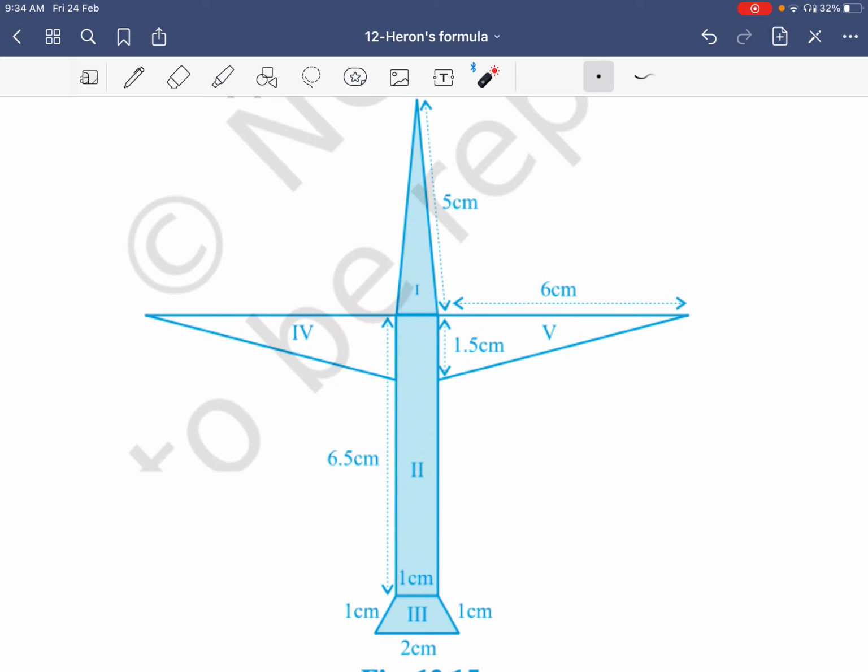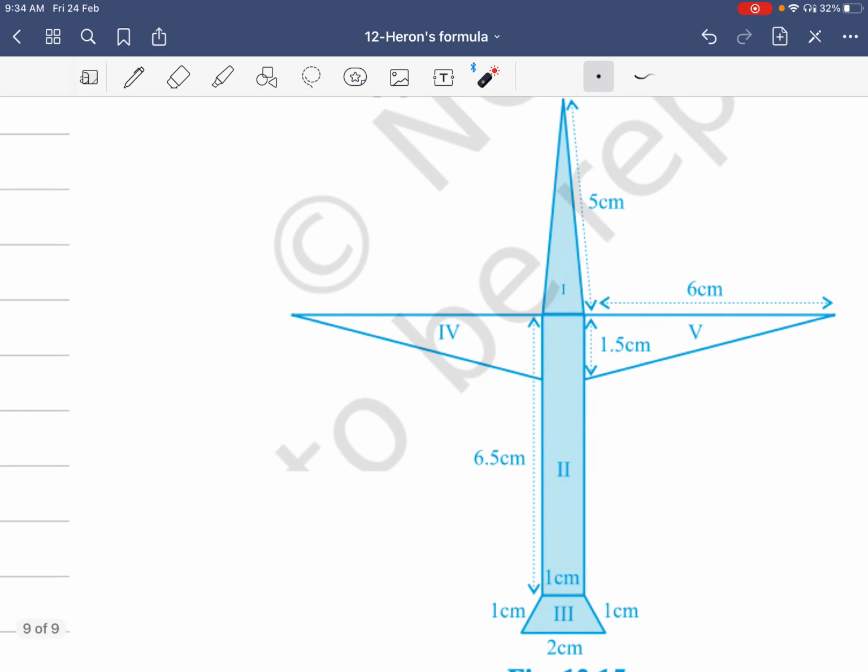So let's zoom in on this diagram of the aeroplane. As you can see, this aeroplane consists of multiple different geometrical figures. For example, you have a triangle here, this triangle here, and this triangle here. Then this middle part is a rectangle, and this part is a trapezium. Every geometrical figure has already been named. This is 1, then this is 2, which is a rectangle, then 3 is a trapezium, 4 is a triangle, and 5 is also a triangle. So there are a total of 5 different parts of the aeroplane, and each part is a triangle, a rectangle or a trapezium.